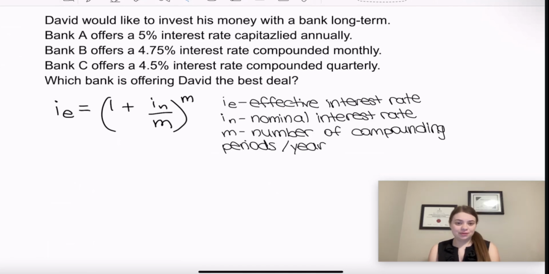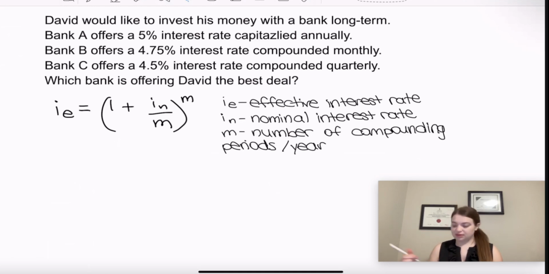All right, so today we are going to explore some offers that David got for this bank in order to figure out which one is the best deal. It asks whether David would like to invest his money in Bank A, Bank B, or Bank C, given that Bank A offers a 5% interest rate capitalized annually, Bank B offers a 4.75% interest rate compounded monthly, and Bank C offers a 4.5% interest rate compounded quarterly. Which bank is offering David the best deal?